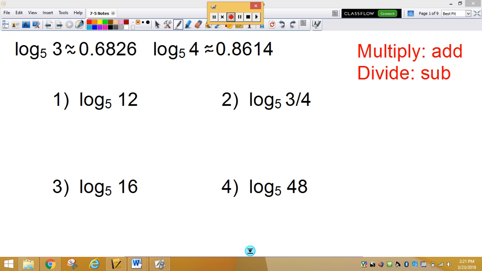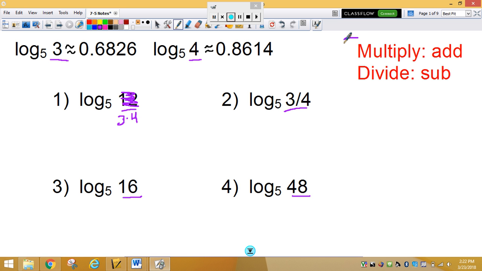So, where do I even start? Okay, let's start with what numbers we're going to use. We're going to use a 3, we're going to use a 4. And using a 3 and a 4, we somehow have to get these big numbers, this 12 and 16 and 3/4 and 48. Okay, so hopefully you already see, if I multiply 3 times 4, I'll get 12. 3 times 4 is 12. Okay, so that's what I'm going to do. 12 is really 3 times 4.